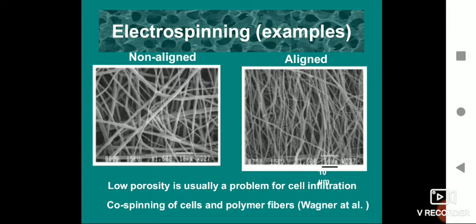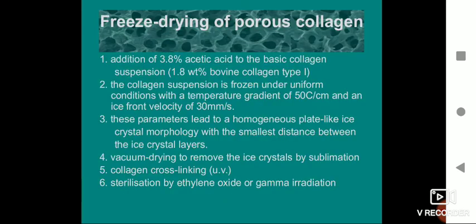I'll just show you like this. Depending on the speed with which it is rotating and the pressure with which you are pressing the solution out of the needle, you will get different mesh sizes. The first picture shows you a non-aligned structure like a jalebi, and the second one shows you a neatly aligned structure, right? So this method is called the electrospinning method.